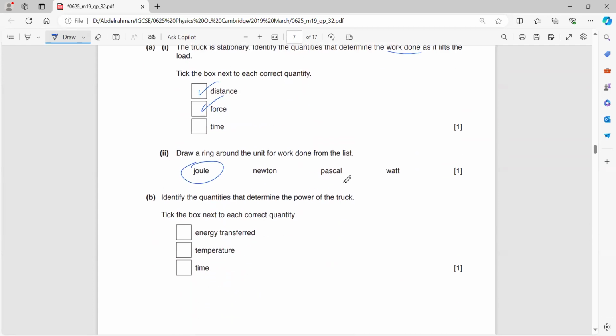Identify the quantities to determine the power of the truck. Power. How can I find the power? Energy transfer. Yes, energy and time. Correct. Bravo. Time and energy.